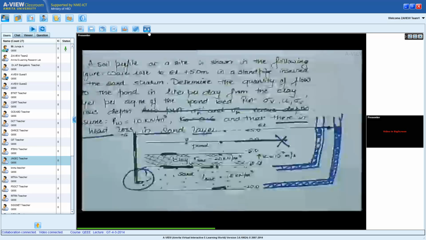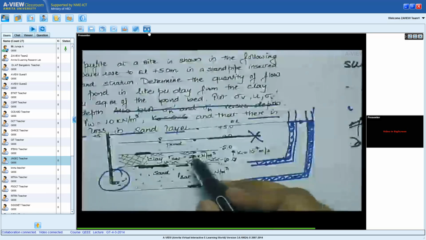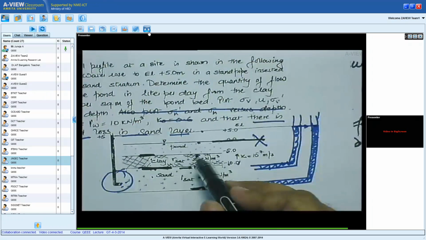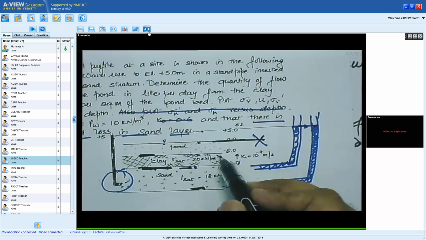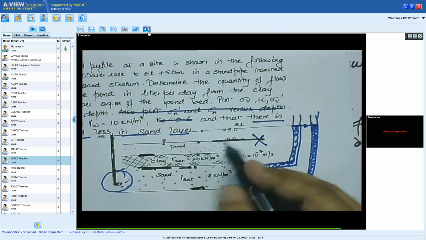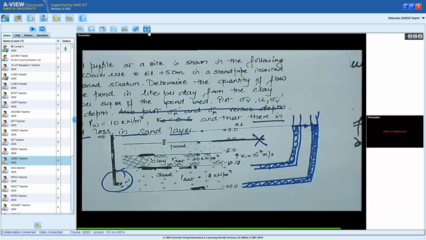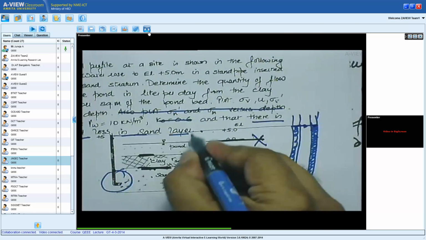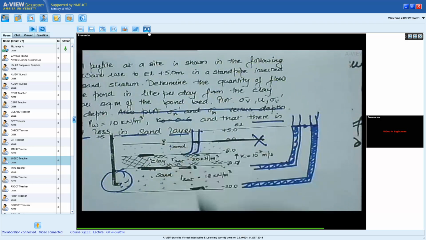So you're looking at this clay layer, the top of the clay layer. What is the elevation head? Remember this is datum, so you're 5 meters below. The elevation head is minus 5. What about the pressure head? Meaning if I insert a standpipe over here, the water level in the standpipe would be up to the pond level. Okay, so let me take a blue pen and draw a standpipe over here. The water level in the standpipe would be 5 meters.